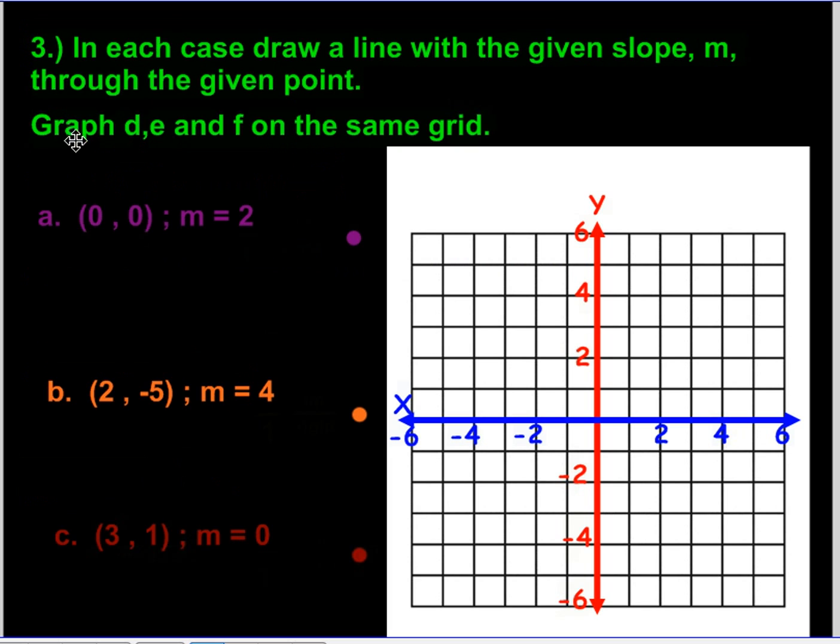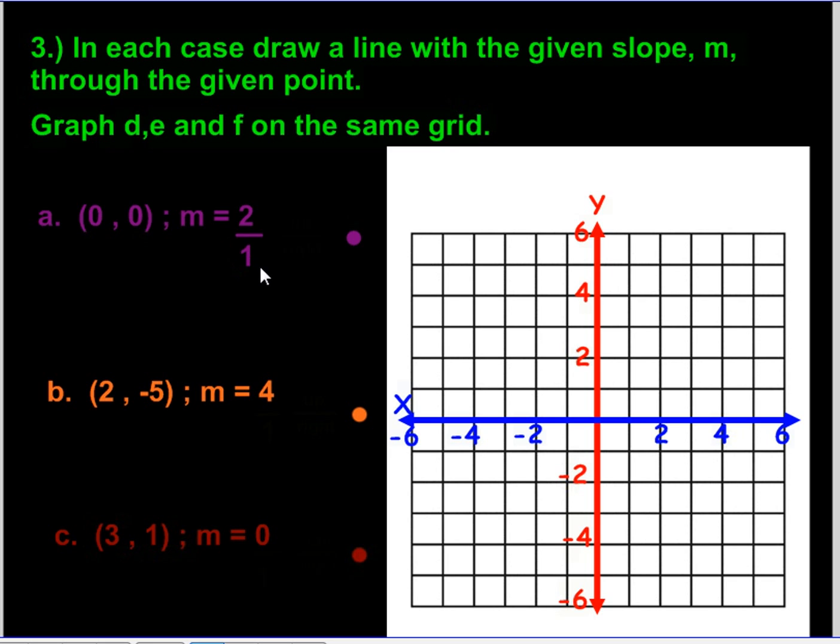Now let's take a look at number 3. We're going to do A, B, and C. We need to plot these on this graph, and we are looking at 0, 0 as our starting point, which is the origin of the graph, and we are looking at m equaling 2. Now, normally we have a fraction here, so this would be 2 over something. In this case, because we don't have a number there, we can assume that it's 1.